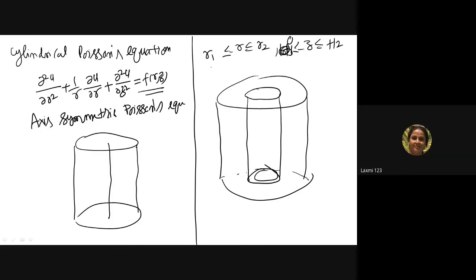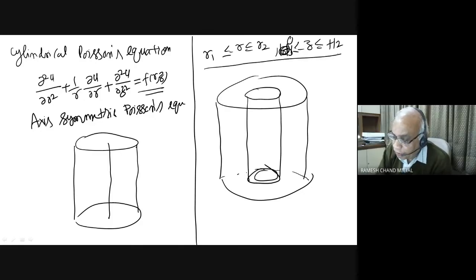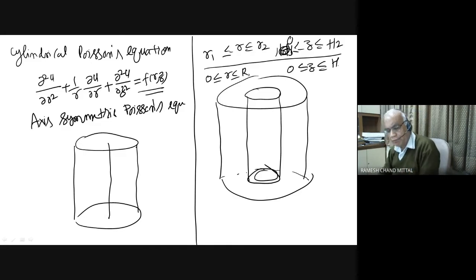This is the first domain. The other domain could be this: this is 0, and I have some capital R, this kind of thing. Then my z is something which is having height, so 0 to h, without any problem.